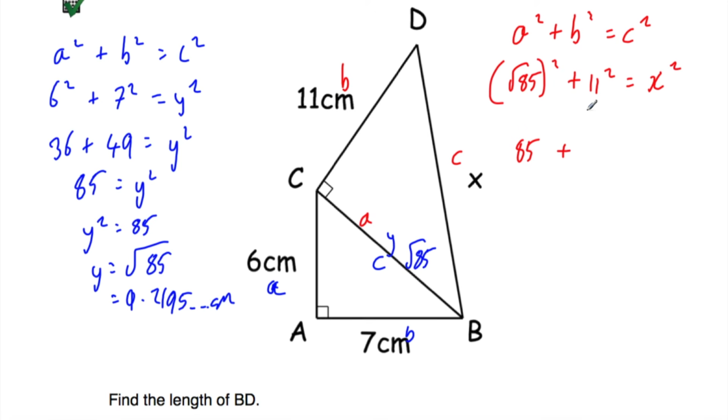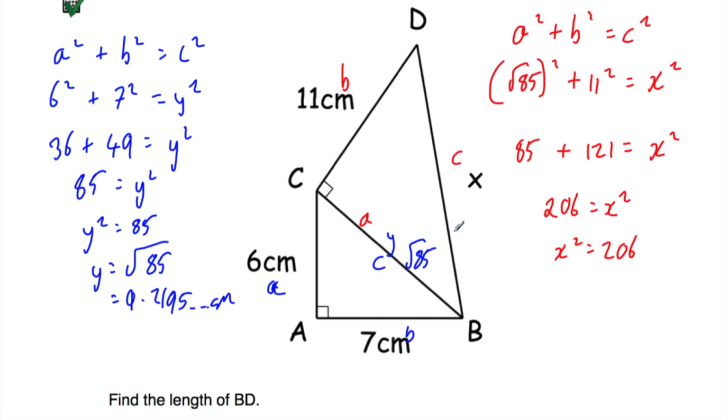Plus, and then we've got 11 squared. 11 times 11 is 121, and that's equal to x squared. So now we need to add these two together. So 85 plus 121 is equal to 206. So we've got 206 is equal to x squared. And if we just turn that around, we get x squared is equal to 206.